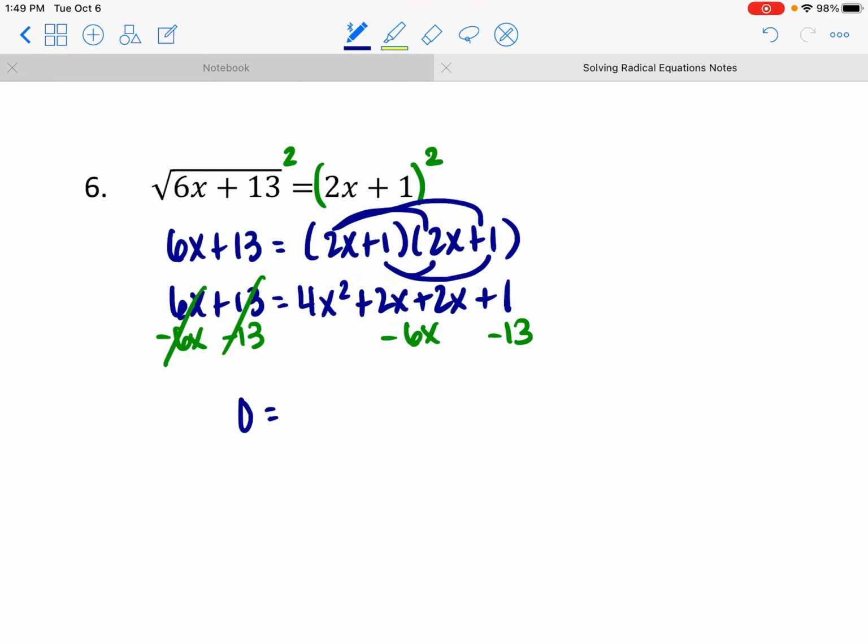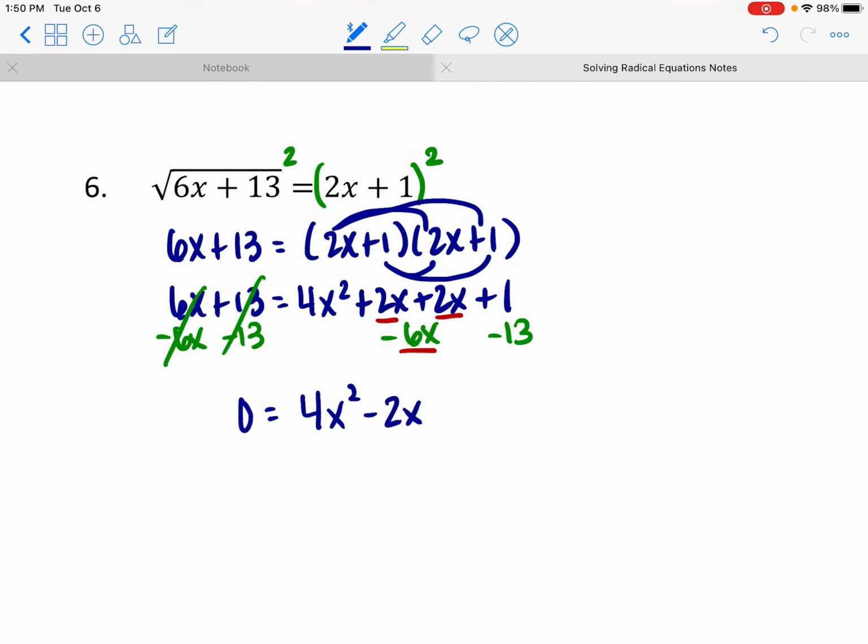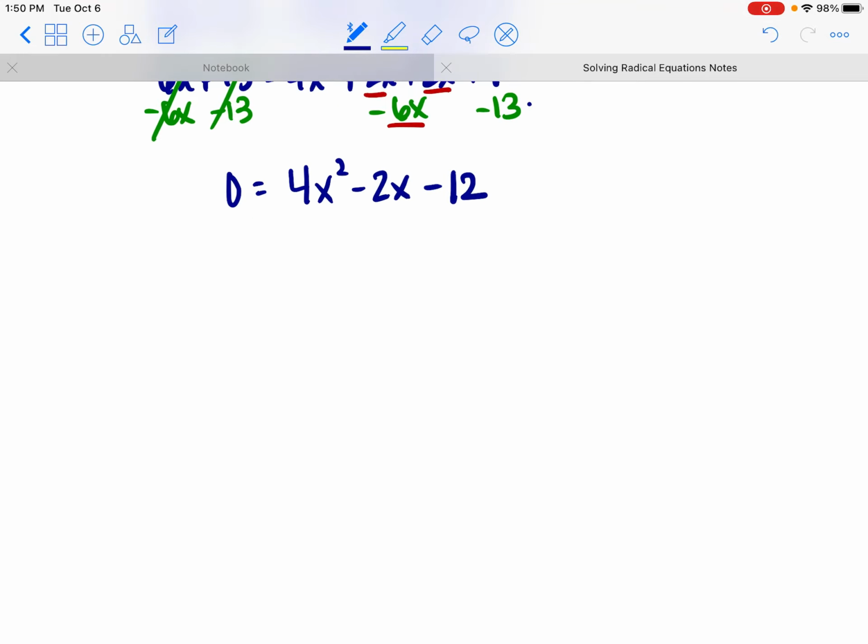So 0 is going to be equal to 4x squared comes down. If I put these like terms all together, 2 and 2 is 4, and 4 minus the 6 is going to give me negative 2x in the middle. And then the 1 minus the 13 puts a negative 12 here. So we're almost, we're actually ready to factor now, but before we use bottoms up, we got to take out our GCF. Hopefully you're recognizing these terms all have a 2 in common. So 2x squared minus x minus 6 is what we're going to try to factor using bottoms up.